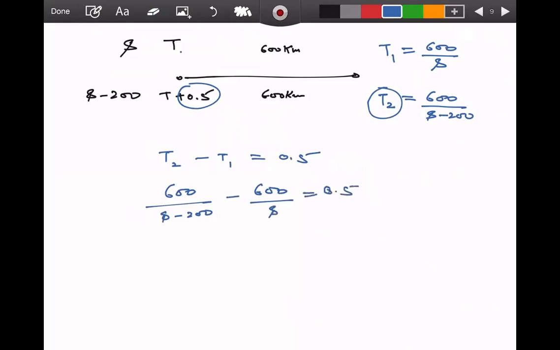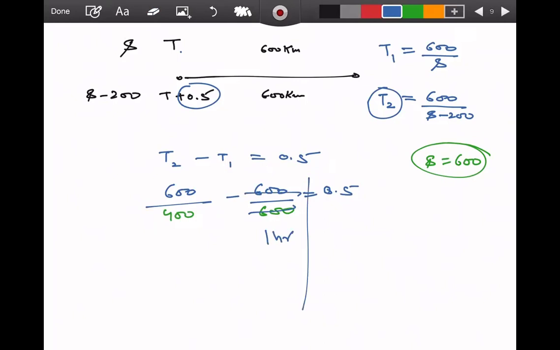And I'm sure you guys hate quadratic equations. Yes or no? So in such cases, you can always go for hit and trial methods. What if I take my speed as 600? I'm assuming. So if I put 600 here, this will be how much? 400. Can you find out time? This will give us 1 hour. This will give us how much? 3 by 2. 1.5 hour.